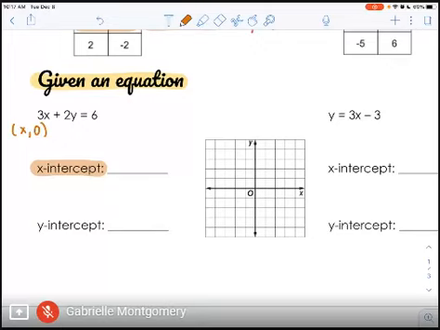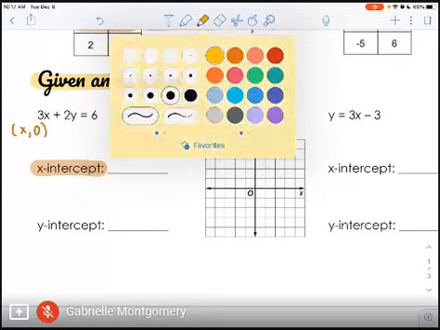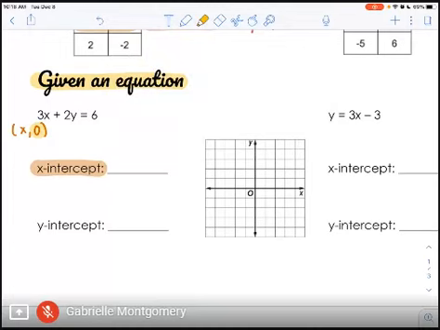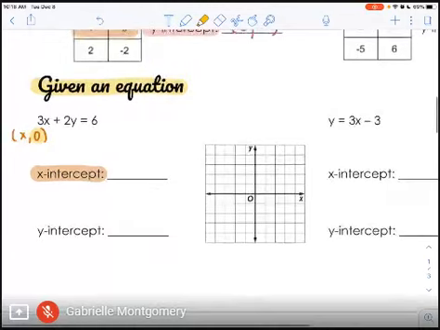So what I'm going to do is I'm going to plug in 0 for y, and I'm going to solve and see what I get for x. Whatever value I get for x, when I let y equal 0, it's going to be my x-intercept. So that's the strategy we're going to use. So I'm going to use the point x, 0. I'm going to plug that into the equation that's given to me, and I'm going to solve algebraically for x. So this is what it looks like.